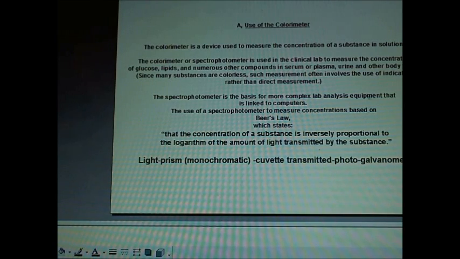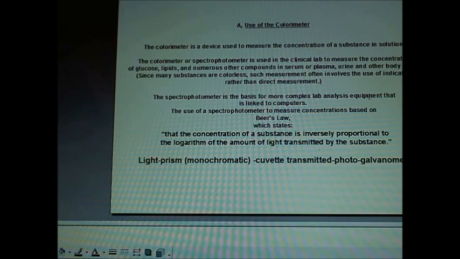You want to have the color as close to that of the substance that you're measuring, i.e., if the substance is blue, you want the range of light down in the blue range. It can be used to measure the concentrations of various substances in the lab: glucose, lipids, protein, albumin, calcium, phosphorus. It's all sorts of different concentrations in plasma, urine, or body fluids.